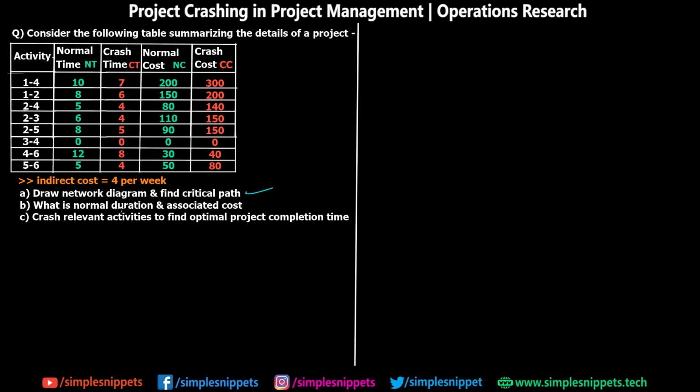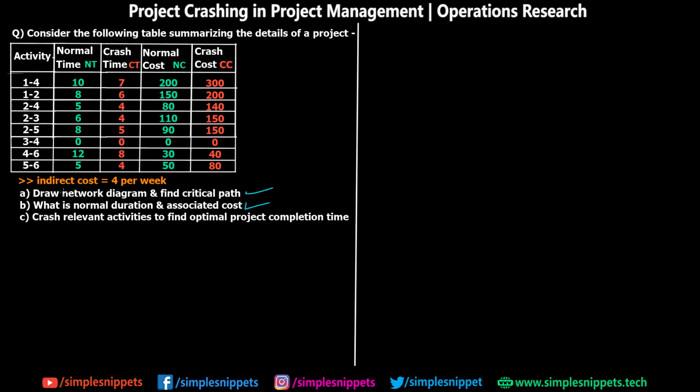So then we can find out what is normal duration and the associated cost. Once we find out the completion time, that is in weeks, we can then find out the normal duration using a formula which we will see, and we can also find out the associated cost. And lastly, what is asked is we have to crash some relevant activities to find optimum project completion time. So we'll see how to do that also.